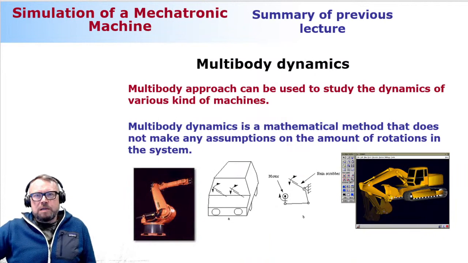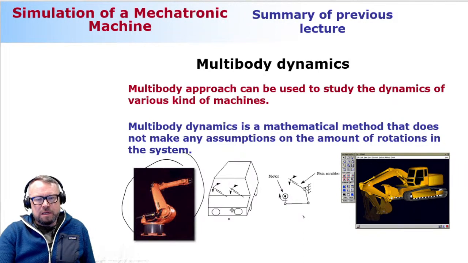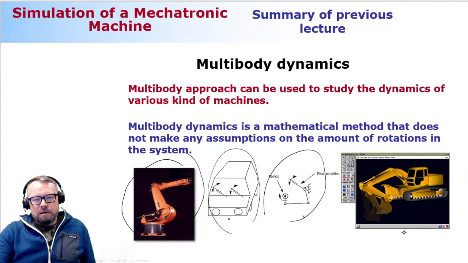Okay, multi-body system dynamics. Let's summarize what we discussed a week ago. A multi-body system can be used to analyze a wide variety of applications. It can be applied to robotics, like shown here, for different kinds of mechanisms, and mobile machines and vehicles, and many other things, biomechanics included. It's a very broad method, applicable to a wide variety of applications.